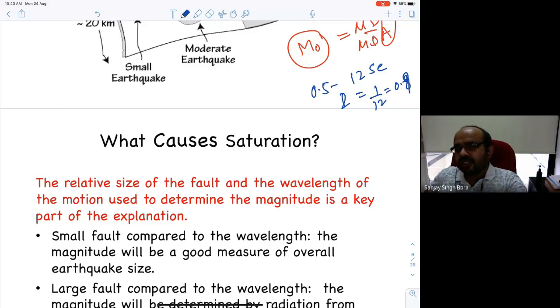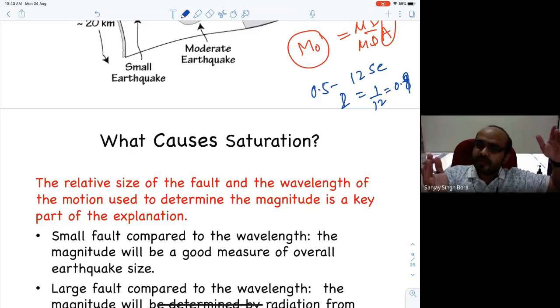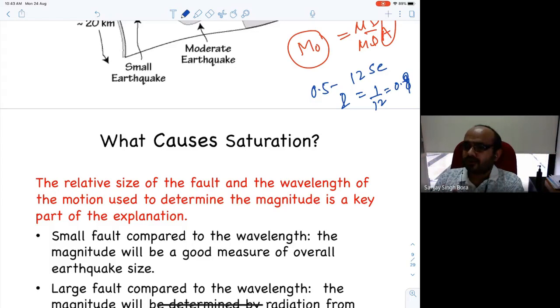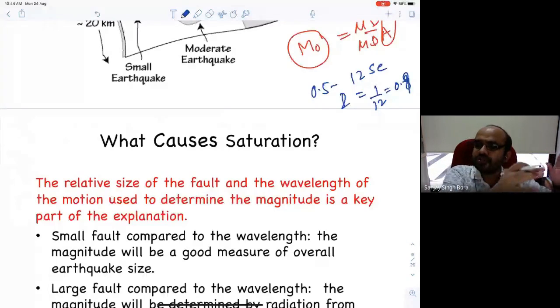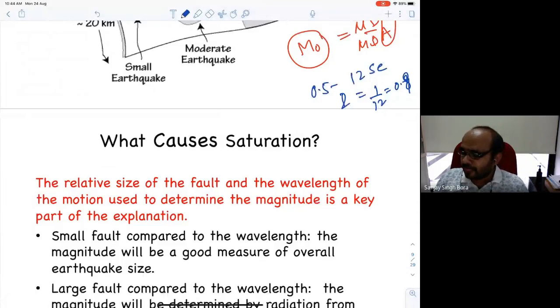So we are using a signal from the earthquake because an earthquake generates signals of different frequencies. A larger earthquake generates more low frequencies, whereas a smaller earthquake does not generate low frequencies. It generates high frequencies, but it's not generating low frequencies.